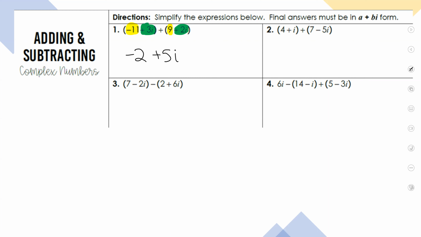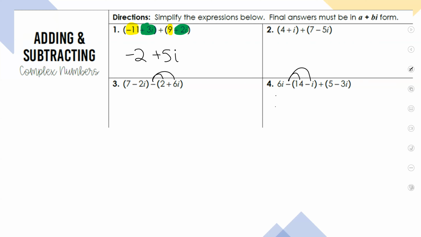Okay, now I'm going to do number 4 with you, and I think if I do number 4, you guys can do number 3. Whenever there is a negative or a minus sign outside of the parentheses, you need to distribute this, okay? So over here, you would also distribute this negative.